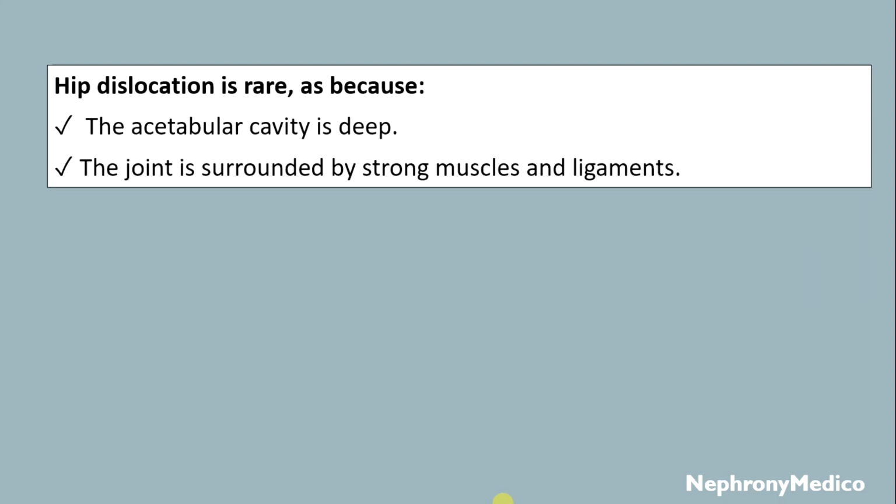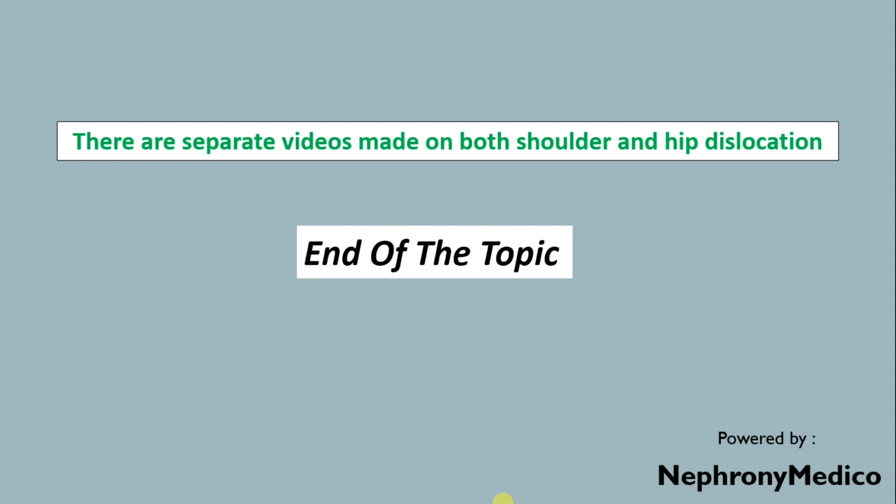Hip dislocation is rare because the acetabular cavity is deep, and the joint is surrounded by strong muscles and ligaments. End of the topic.